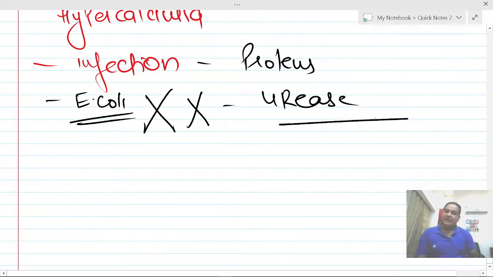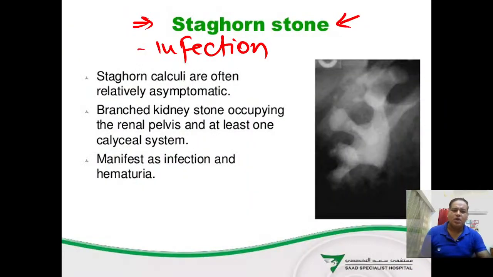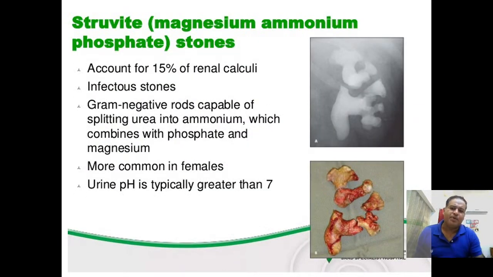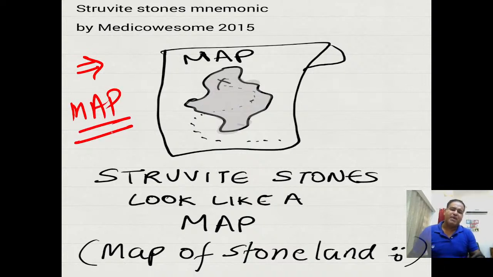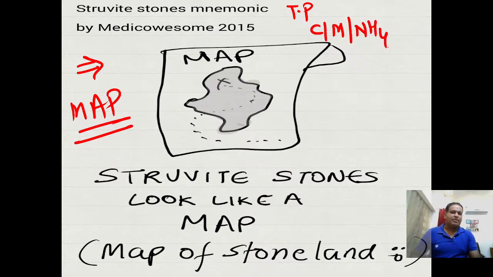That means it cannot produce urease. What is the problem? Even if the bacteria produce urease, the problem is they can give rise to true white stones, that is magnesium ammonium phosphate stones. Sometimes they are also called triple phosphate stones. Fine. That means calcium, magnesium, and ammonium can be the component.